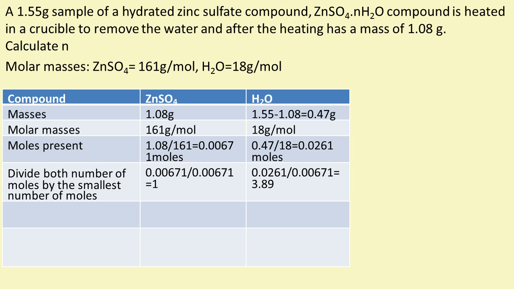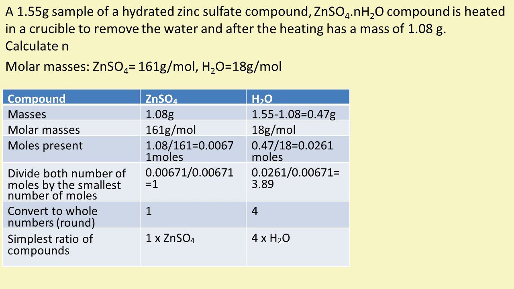In general, for hydrated salts, there's going to be more moles of water present than moles of salt present. 3.89 is quite close to 4, so you can say the ratio is 1 to 4. So the ratio of zinc sulfate to water is 1 mole of zinc sulfate to 4 moles of water. Thus, the empirical formula is ZnSO4.4H2O.